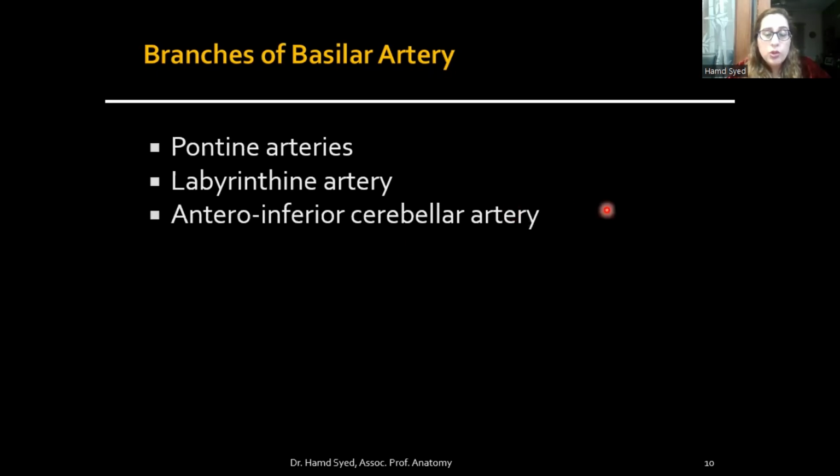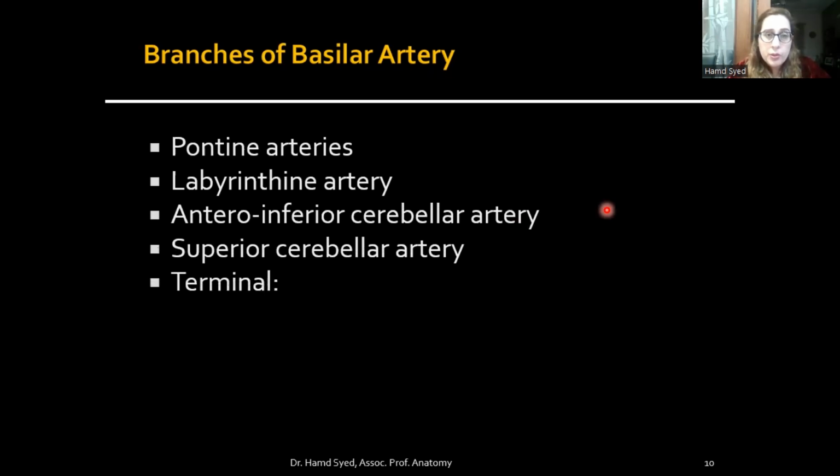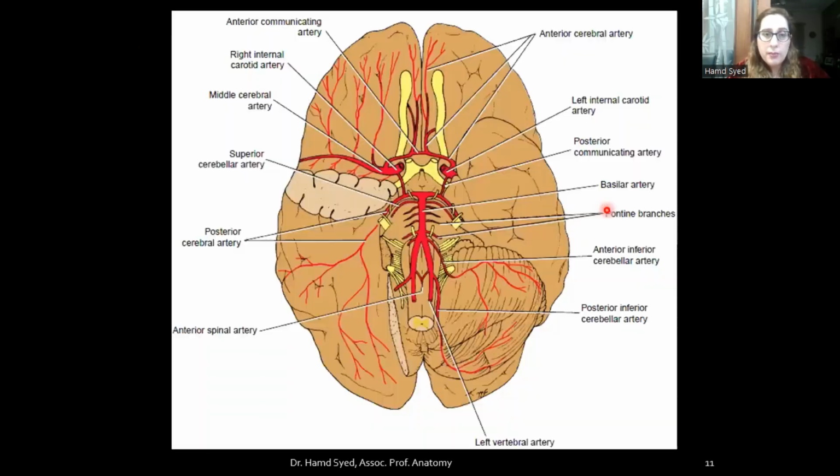And then the branches to the cerebellum, which are the antero-inferior cerebellar artery and another one, the superior cerebellar artery, also arise from the basilar artery. The terminal branches of the basilar artery are the two posterior cerebral arteries, which complete the Circle of Willis posteriorly.